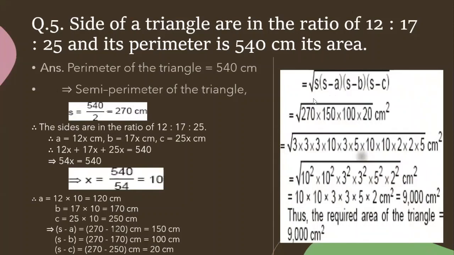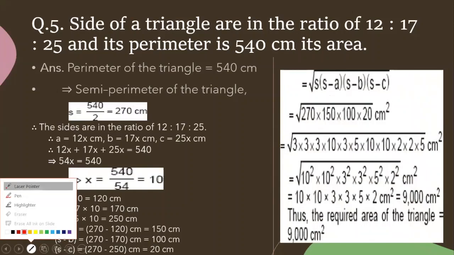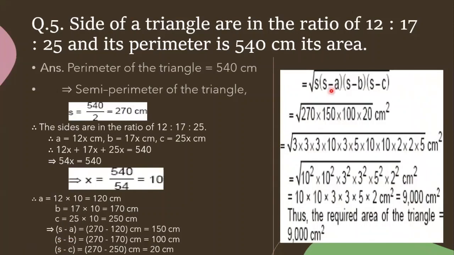So we'll apply this in the Heron's formula. Heron's formula is, area of triangle is equal to square root of S into S minus A into S minus B into S minus C. Here 120 I'll take as A, 170 I'll take as B, and 250 I'll take as C. So we'll apply 270 into 270 minus 120. How much, children? 150. And 270 minus 170, it is 100. And 270 minus 250, it is 20.